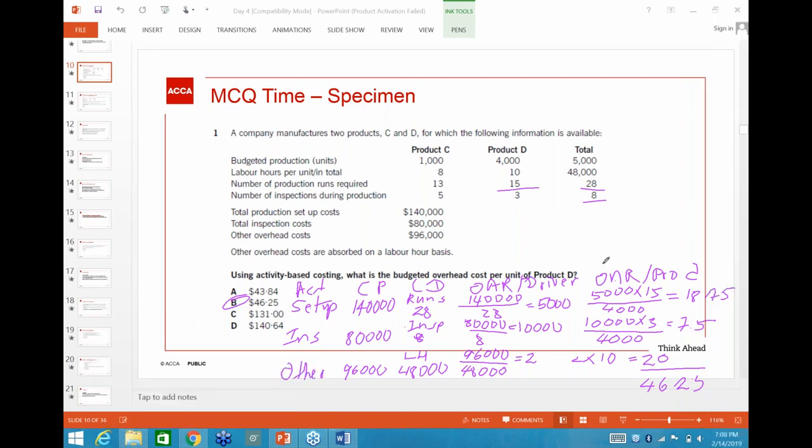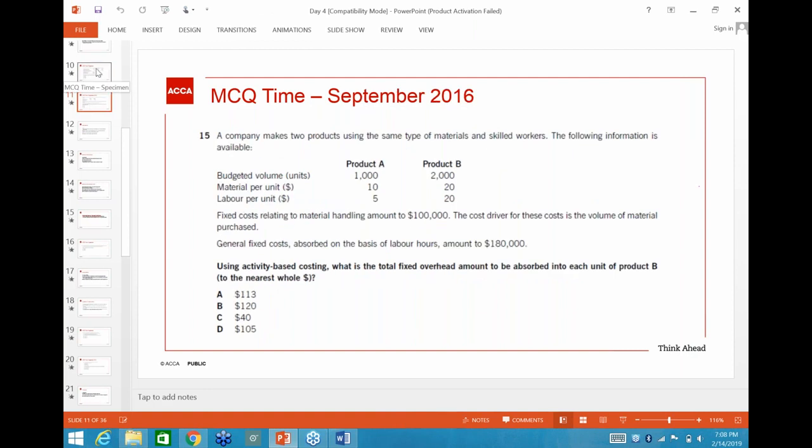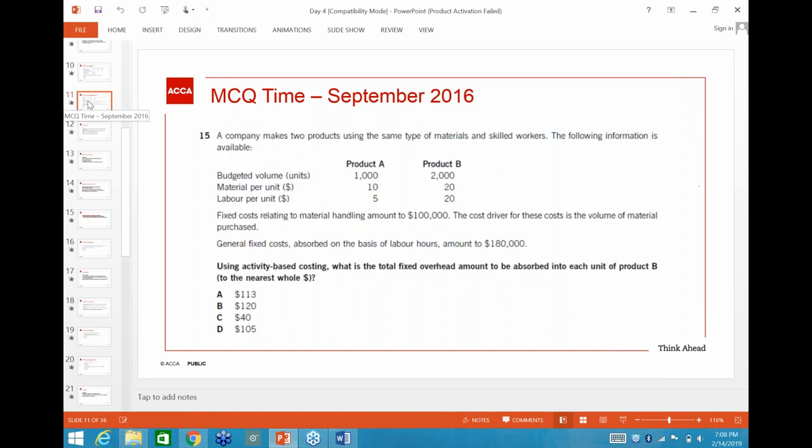So I'm going to clear this. If you like, you can take a screenshot. 5, 4, 3, 2, 1, clear. So then we move on to another question on activity-based costing. A company from September 2016.